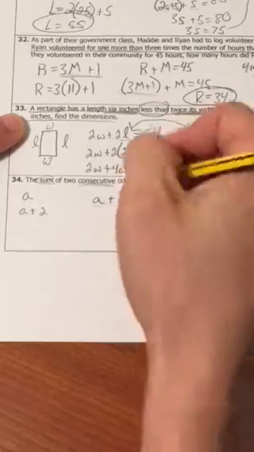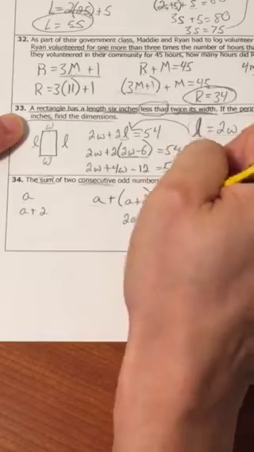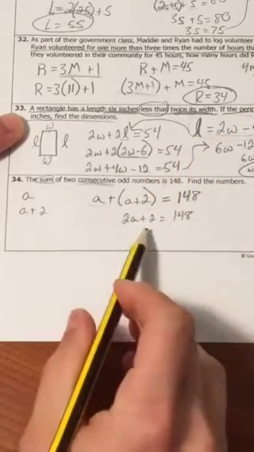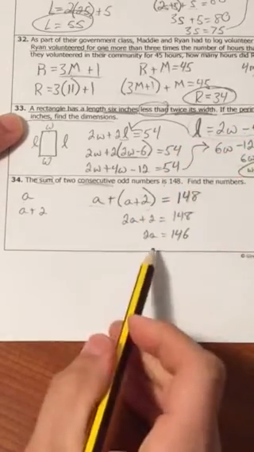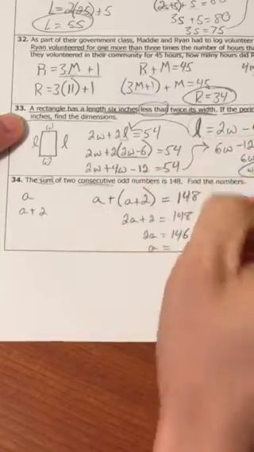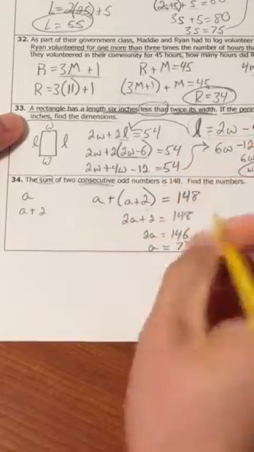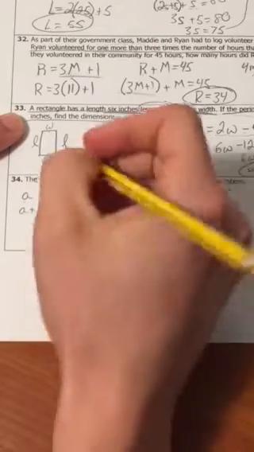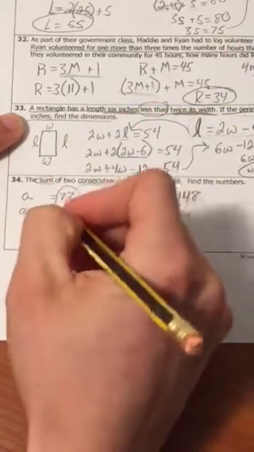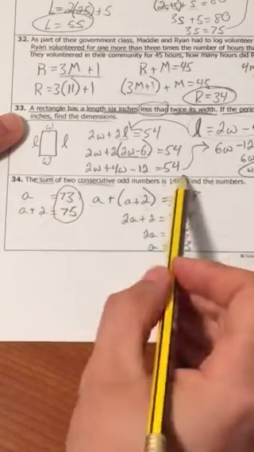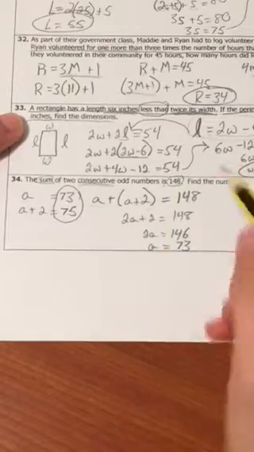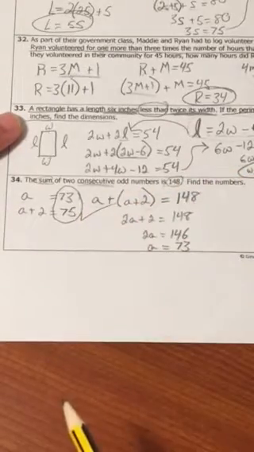I have a plus a, so that's 2a, combining like terms, plus 2 is 148. If I subtract 2 from both sides, I have 2a is 146. And then I divide by 2, I'm going to have a is 73. So if a is 73, then a plus 2 is going to be 75. And those are my two consecutive odd numbers, 73 then 75. And let's make sure, 73 plus 75 does equal 148. So I know that those are the correct consecutive odd numbers.